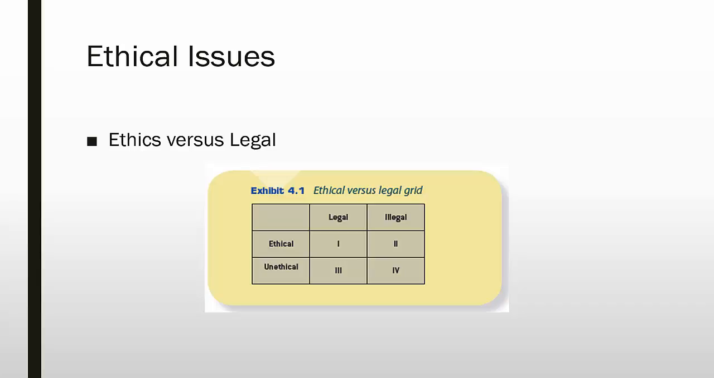To copy a software package that you bought and sell it to someone else is clearly illegal and unethical. That puts it in quadrant 4. Because you're buying a license to use software quite often anymore, and you do not have the right to resell it unless you've purchased a resale license, which most of us don't.